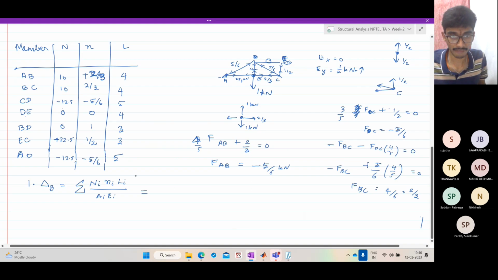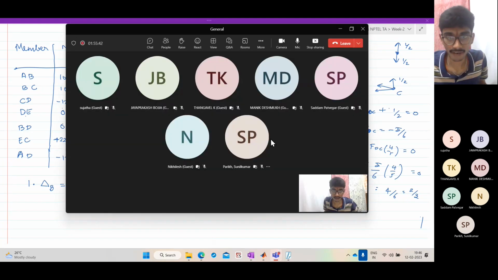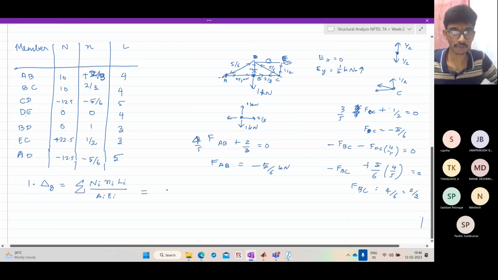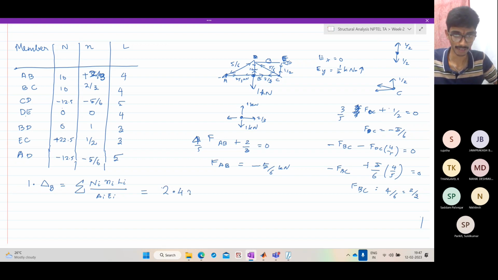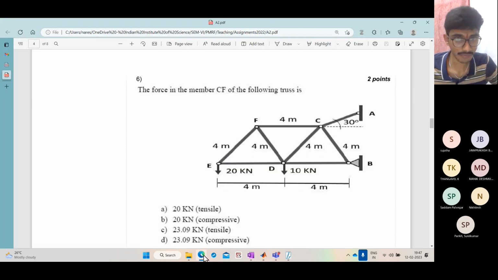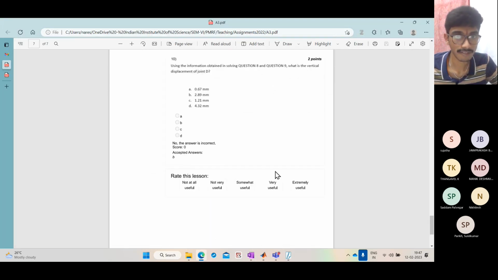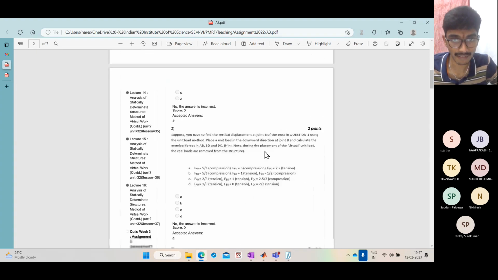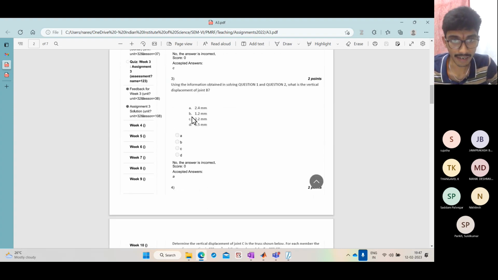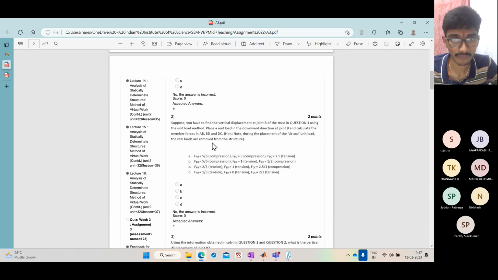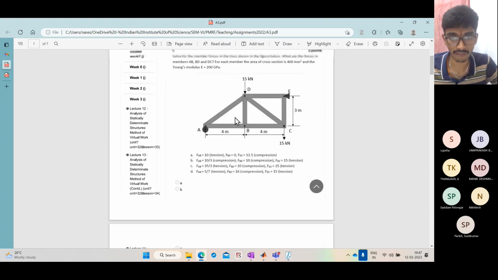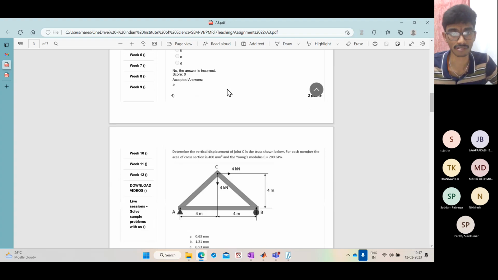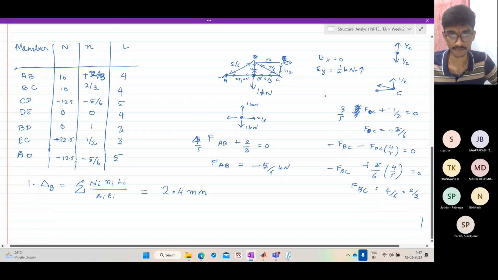So you should be careful with the units. So it is 2.4 mm. So let us check the answer in this. So this is what we did. So this is last year's assignment. If you see, yeah, answer is A, 2.4 mm. And these are also the same part of the same question that we have already solved. We got all the member forces. Now let's go to the second question.